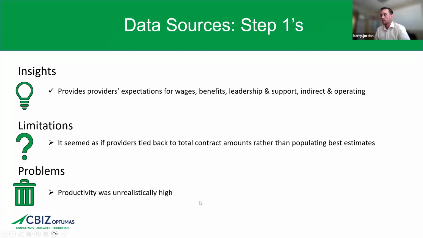The next data source is Step Ones. This provides providers' expectations for wages, benefits, leadership and support, and indirect and operating expenses. Those are some of the key components of the rates that we walked through a few slides ago. Limitations are that it appeared that some providers tied back to more of a total contract amount rather than populating best estimates. And the productivity that was included in a lot of these was unrealistically high.